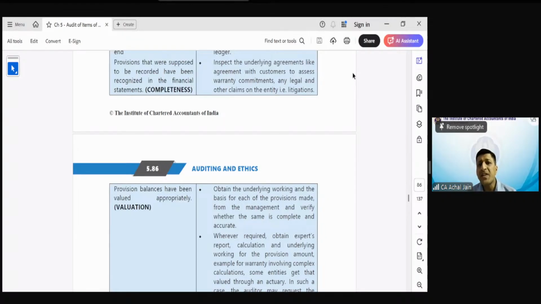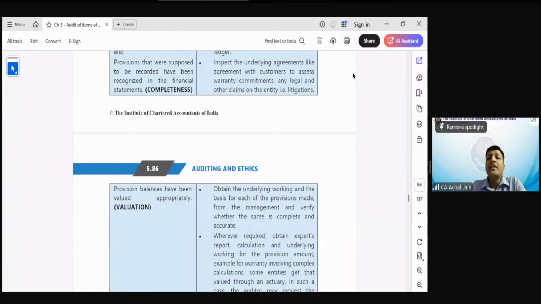Now, in respect of such provisions which the entity plans to create, what are those amounts, and what is the basis of creating that? In this case, you'll not see any invoices. So what are going to be the underlying documents? That will vary from item to item. In case of provision for warranty, like we discussed, you'll look at the arrangement with the customer. So you may be looking at the sales agreement to understand this.